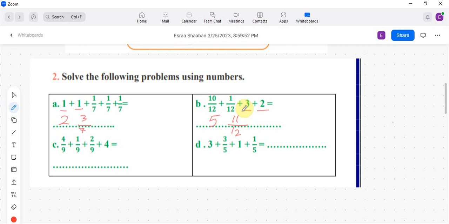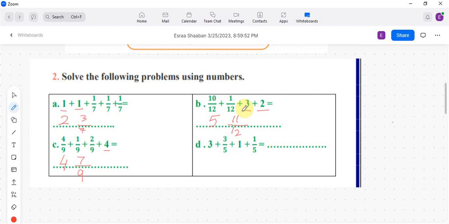Letter C, 4 over 9 plus 1 over 9 plus 2 over 9 plus 4. I have only one whole number, 4. And after that add the fractions. 4 plus 1 equals 5. 5 plus 2 equals 7 over 9. After we check, this is a whole number and a proper fraction.